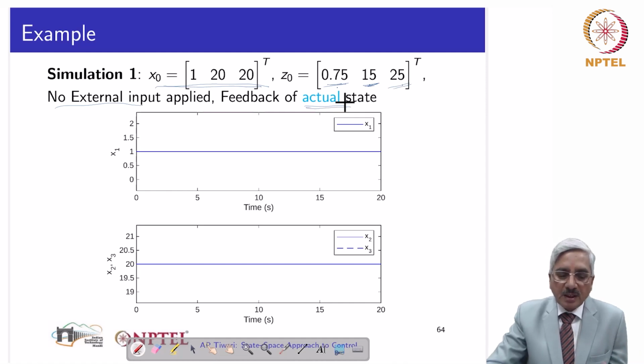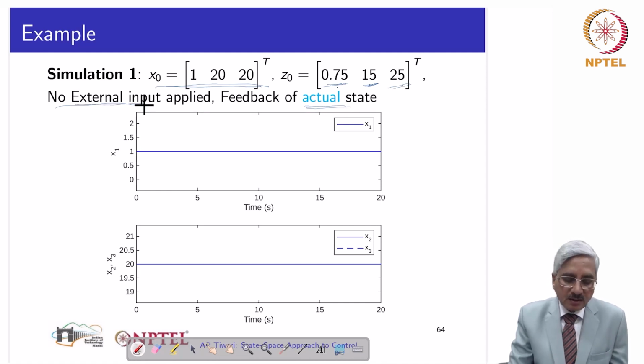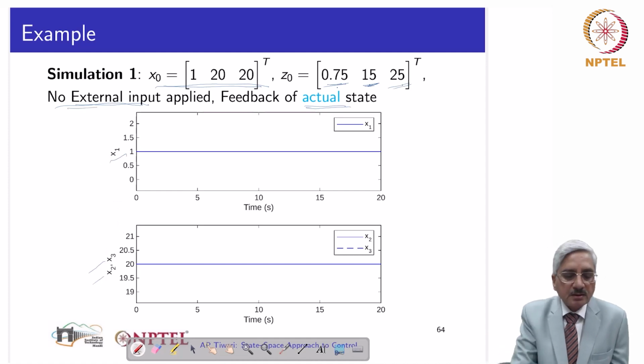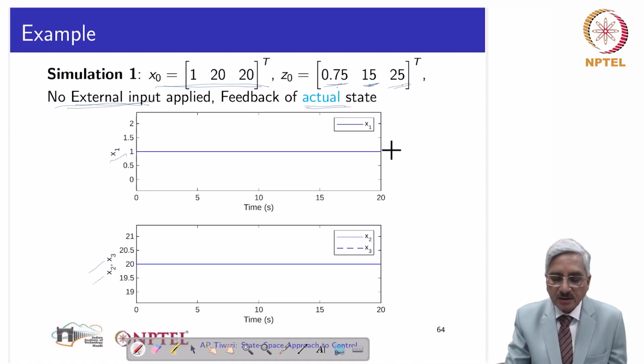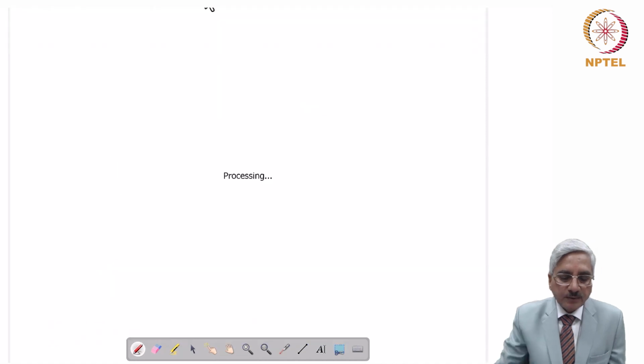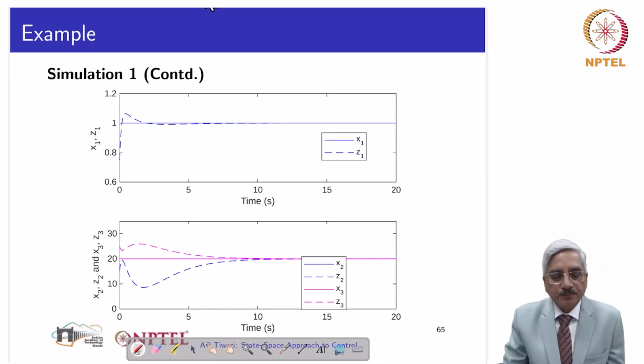So, because the system is at equilibrium, no external input is applied. What we see is that the system states x1, x2 and x3 will remain at equilibrium. No disturbance, no external input. So system states are at equilibrium. They will remain like this. However, observer states were not at equilibrium.